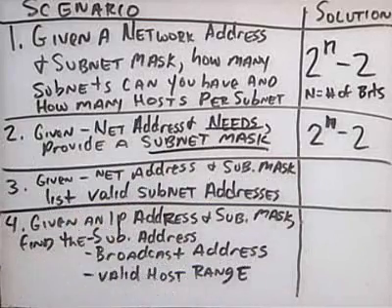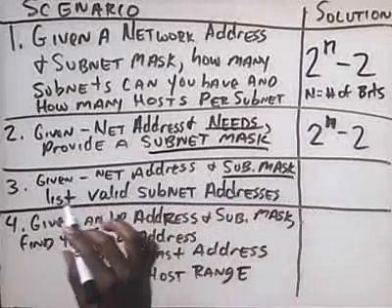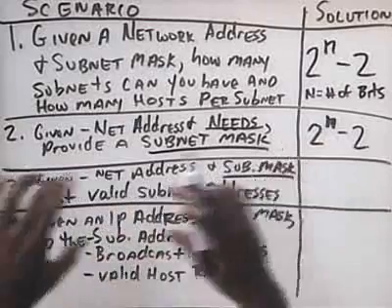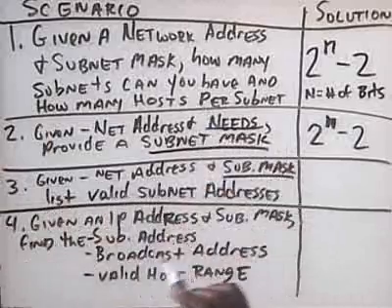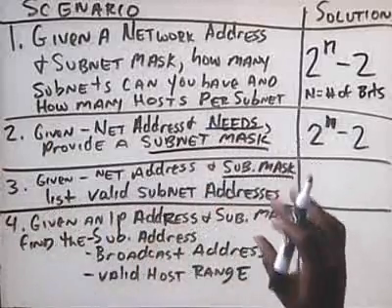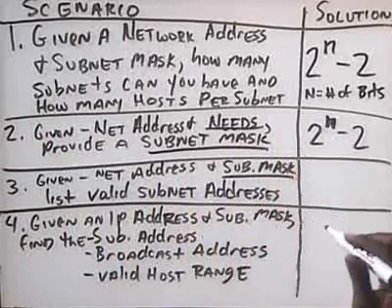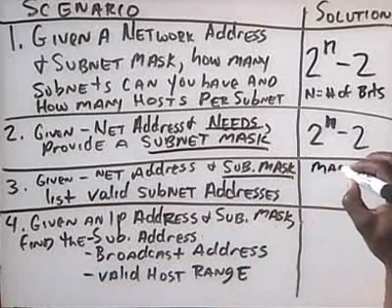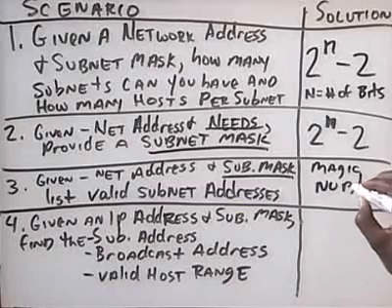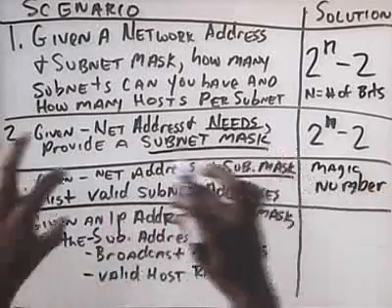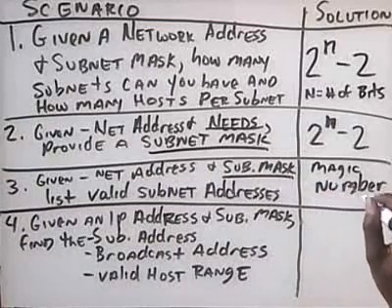The third scenario: given a network address and a subnet mask, list the valid subnet addresses, the different valid subnet numbers that you could have based on that subnet mask. Here, though I'm not a big proponent of shortcuts, I'm going to show you a little shortcut that you can use to cut down on the time it will take you to find this information. Since this process can actually be long, I'll show you the long way and then I'll show you the shortcut as well. Here we'll use a solution called the magic number.